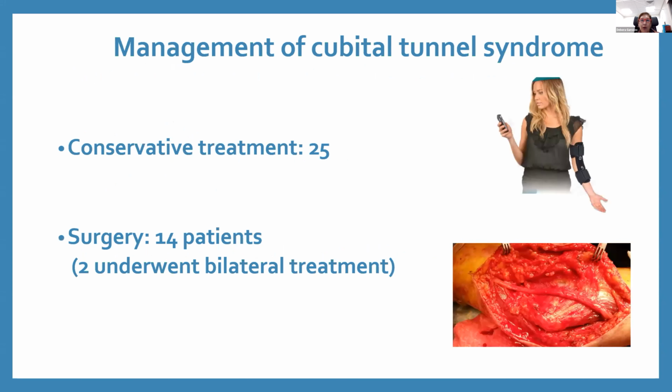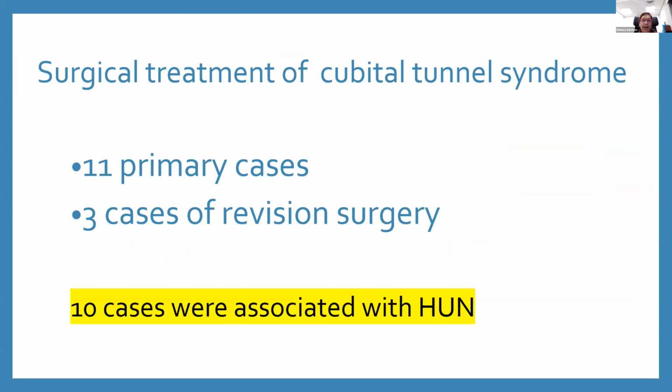Following more or less the guidelines that Lucas already mentioned before, we decided what kind of treatment we were going to indicate for these patients. 25 were given indication for conservative management, and 14 patients underwent surgery. And it's interesting to note that out of the 14 patients that were given indication for surgery, 10 of them presented an associated hypermobility of the ulnar nerve.